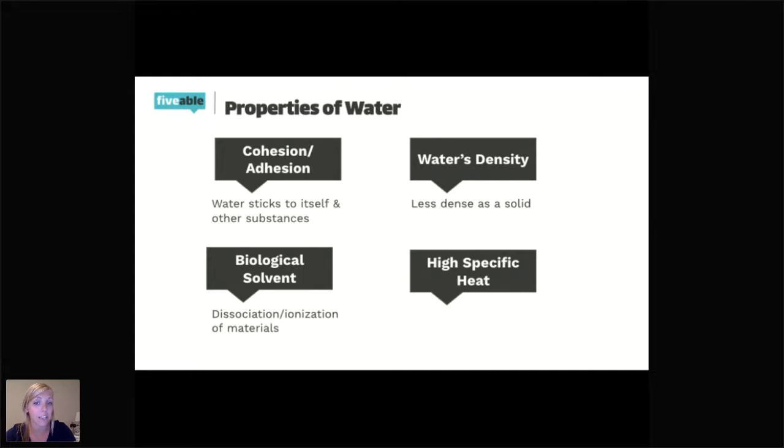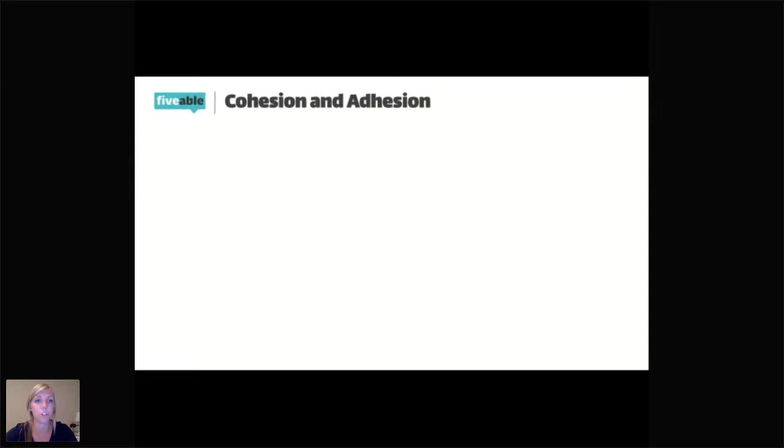As a solvent, the biological solvent, it used to be called the universal solvent. Well, I bet some textbooks still call it the universal solvent. But I like to call it the biological solvent because it allows the dissociation or separation of materials, but it doesn't dissolve everything. Because if it did, we'd be in a lot of trouble. If water was constantly breaking everything apart, we would not be alive. And then high specific heat is about water's ability to be resistant to temperature change. And we'll talk about why that's so important too.